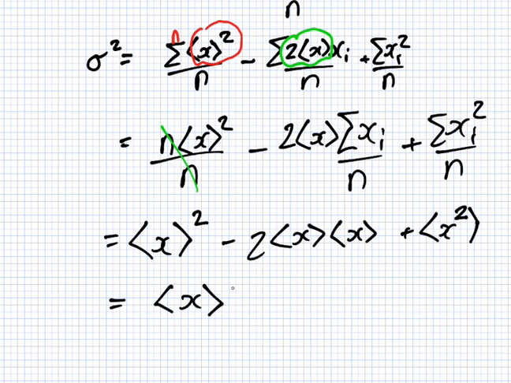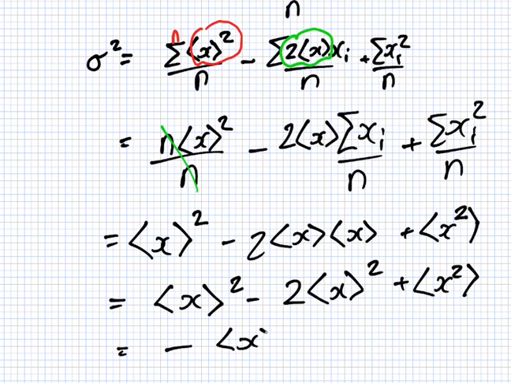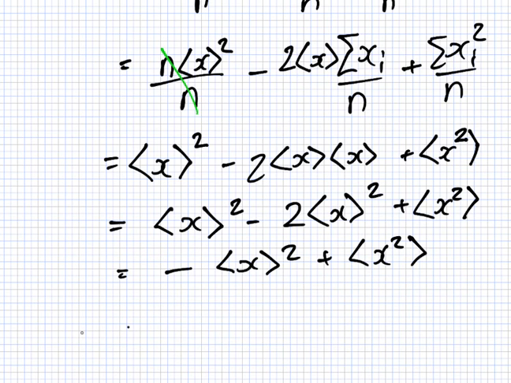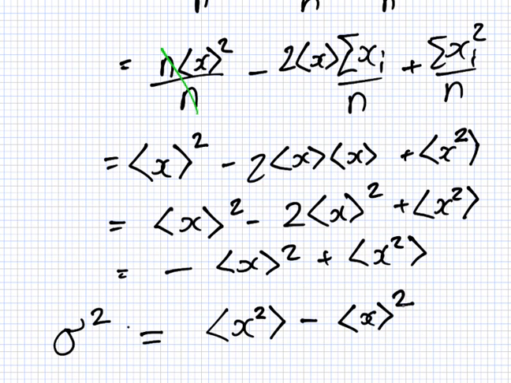This is average squared minus twice average squared plus square then average. So this is minus average squared plus square and average. So we have this result. Standard deviation squared equals the data squared and averaged minus the data averaged then squared.